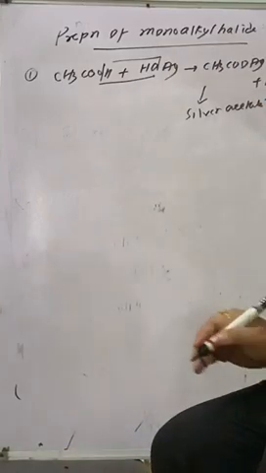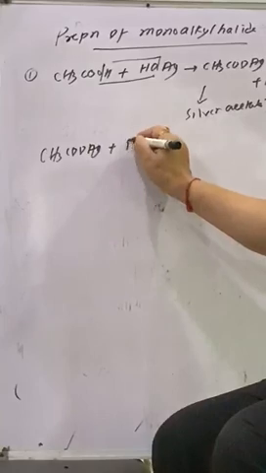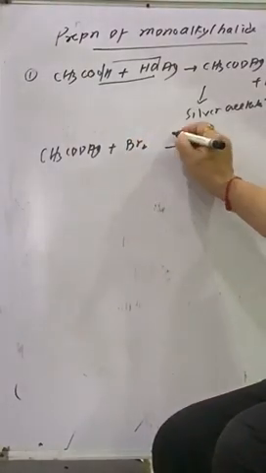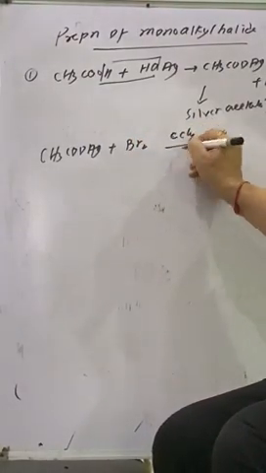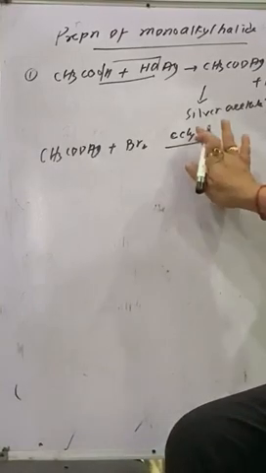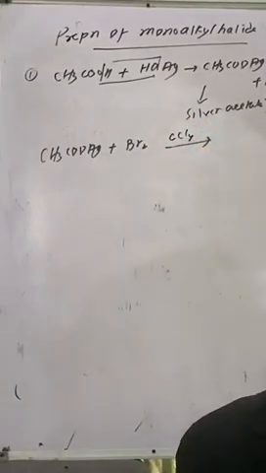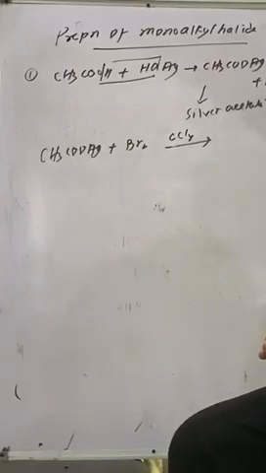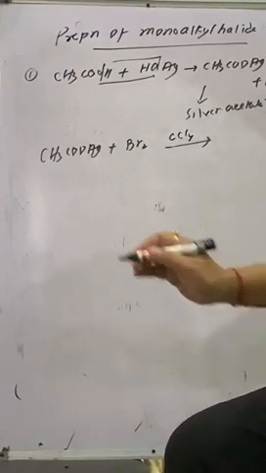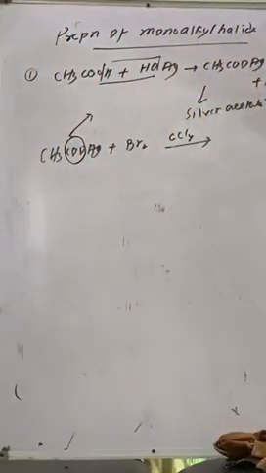Take this silver acetate and treat it with bromine in the presence of CCl4. CCl4 is a decarboxylating agent. What do you mean by decarboxylating agent? It has the tendency to remove carbon dioxide. So once it removes the carbon dioxide, what happens?